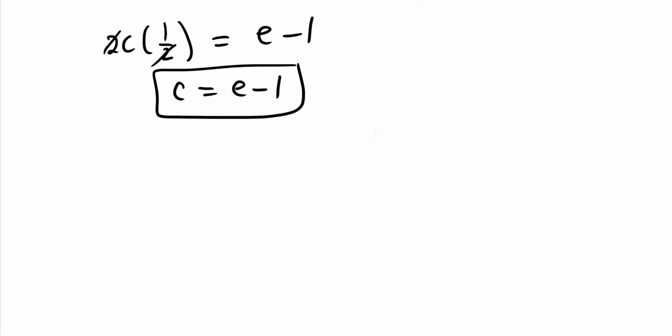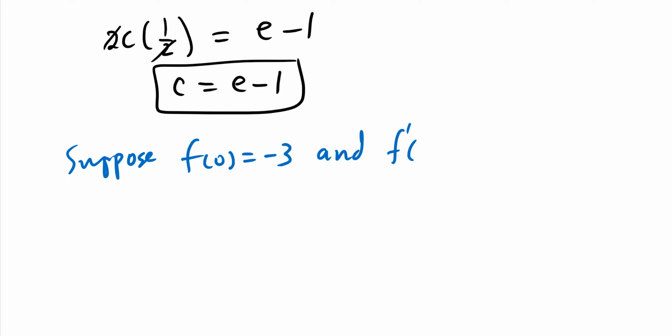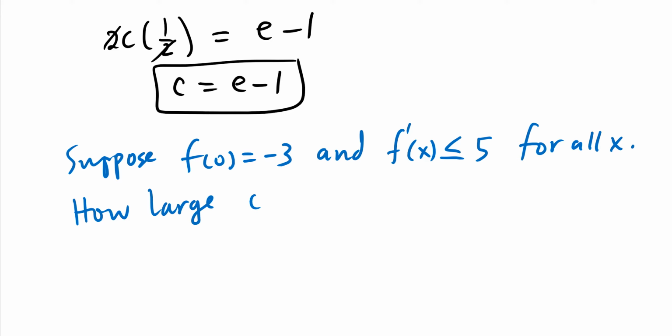Now, what if they give us a slightly different kind of example? Suppose that f of 0 is -3 and the derivative of f at x is less than or equal to 5 for all x. How large can f of 2 possibly be?